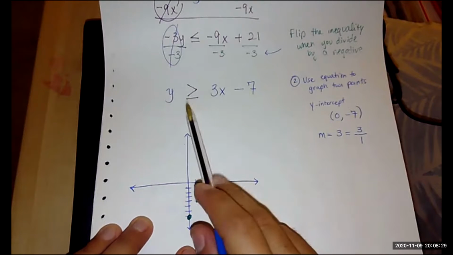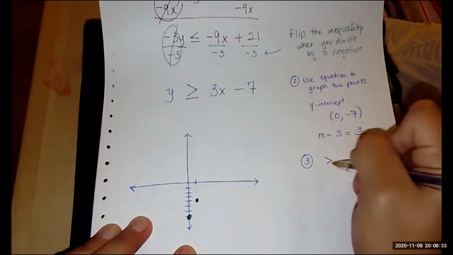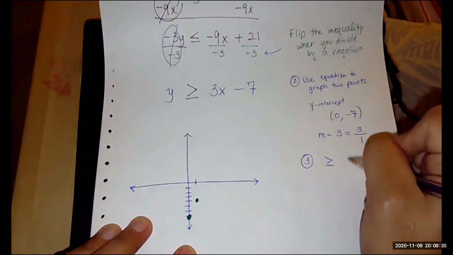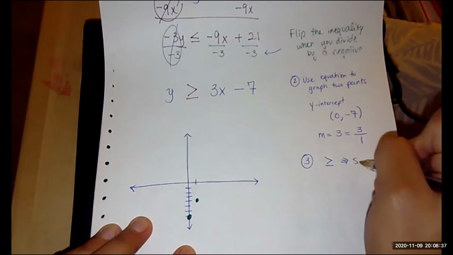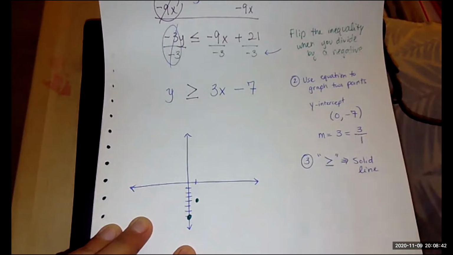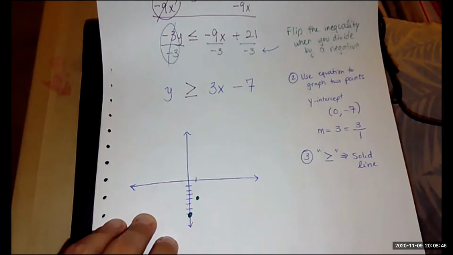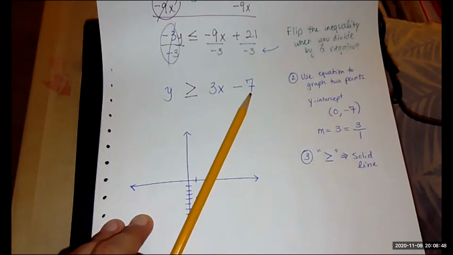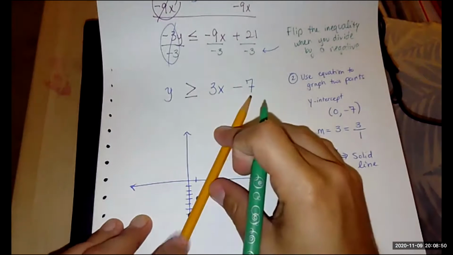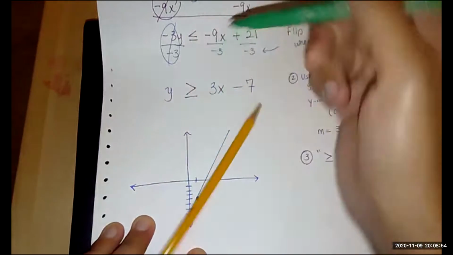Now, because we have this inequality, that tells us we're going to use a solid line. So I can just draw a solid line through these 2 points. I can just get my straight edge out, and to the best of my ability, draw a straight line through those 2 points.